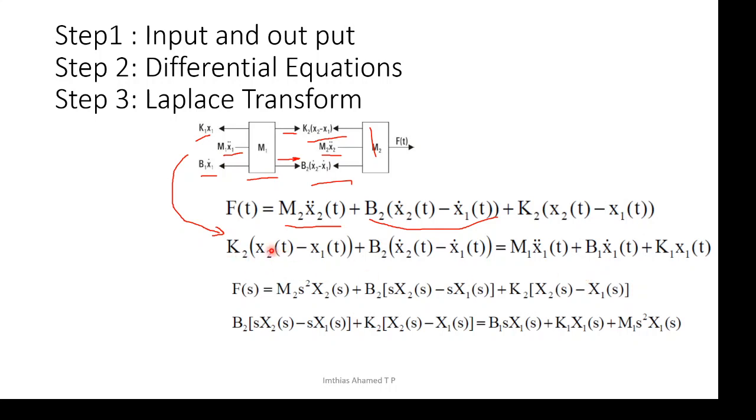Similarly, I'll take the Laplace transform of this. Don't look here. The Laplace transform of x2(t) will be X2(s). I take the Laplace transform of this term first: the Laplace transform of b2 times (x2 dot minus x1 dot) is b2 into (sX2(s) minus sX1(s)), plus k2 into (X2(s) minus X1(s)), equal to b1 x1 dot. Its Laplace transform is b1 sX1(s), and the Laplace transform of k1 x1 is k1 X1(s). m1 x1 double dot is m1 s square X1(s).